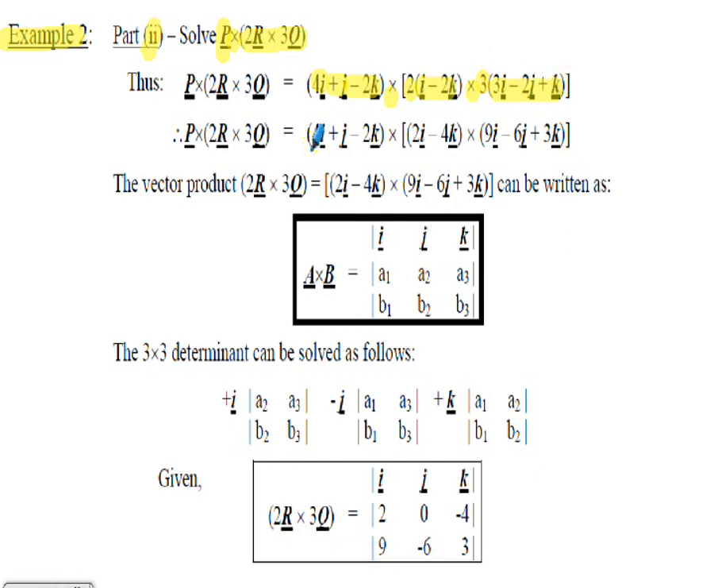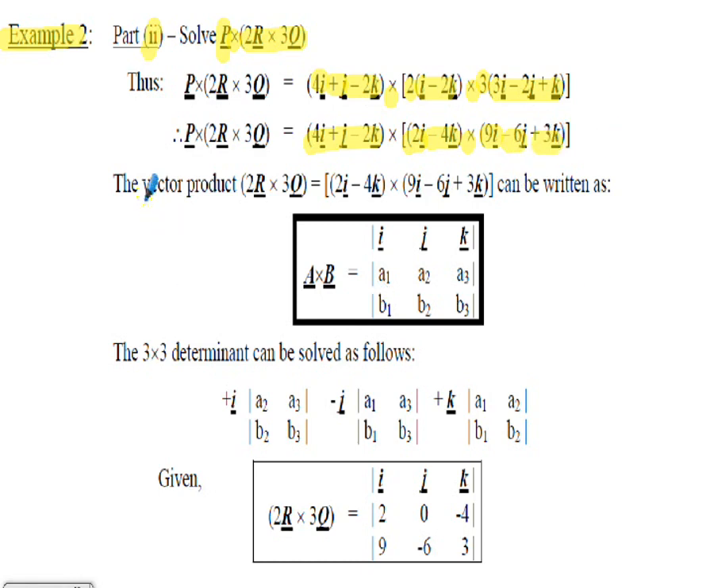On the next line I've just repeated the vector p and I've expanded the brackets here, so I get 2 times i is 2i, 2 times the minus 2k is minus 4k, and we're multiplying that by 3 times the 3i, so that's 9i, 3 times the minus 2j, so that's minus 6j, and 3 times the 1k is plus 3k.